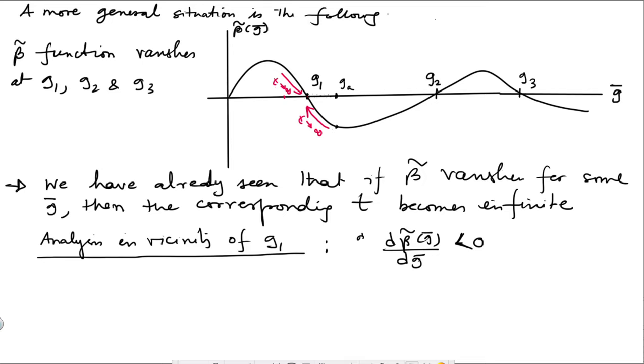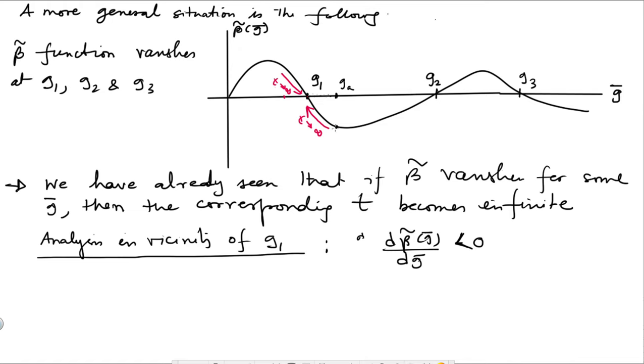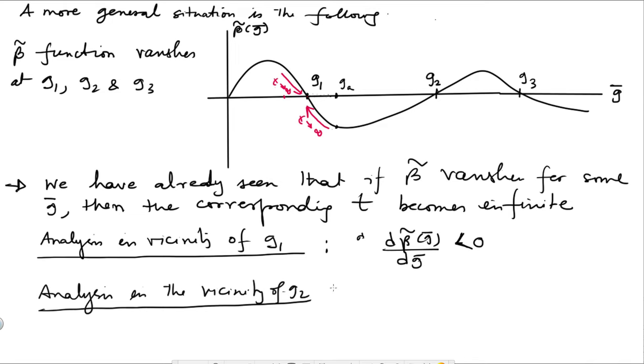Good, now let's analyze things in the vicinity of G2. Let's look at here. You see that the curve here has a positive slope, unlike this one, which had a negative slope. So d beta tilde g bar over d g bar is positive.